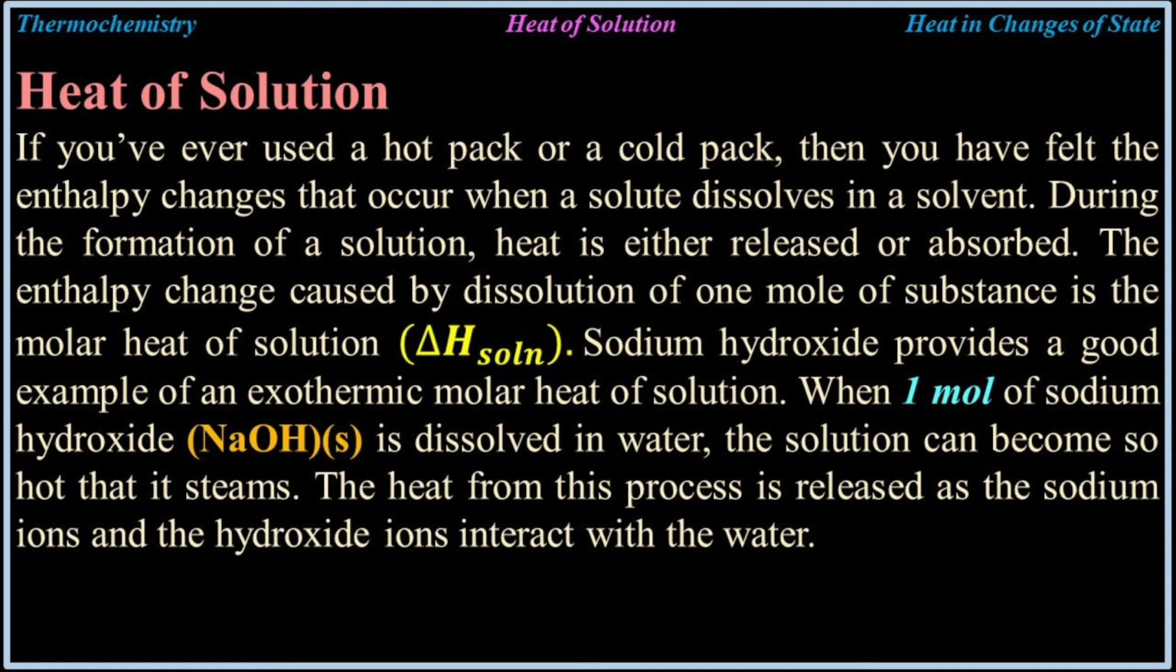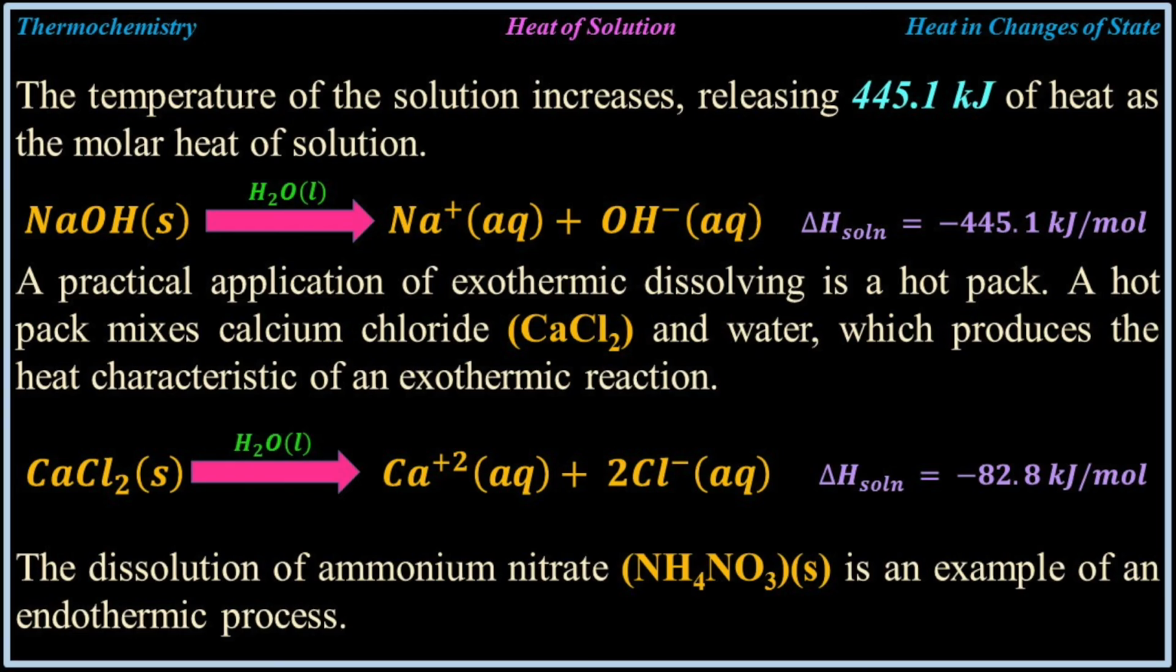So sodium hydroxide provides a good example of an exothermic molar heat of solution. When 1 mole of sodium hydroxide, NaOH, is dissolved in water, the solution can become so hot that it steams. The heat from this process is released as the sodium ions and the hydroxide ions interact with the water. The temperature of the solution increases, releasing 445.1 kilojoules of heat as the molar heat of solution.